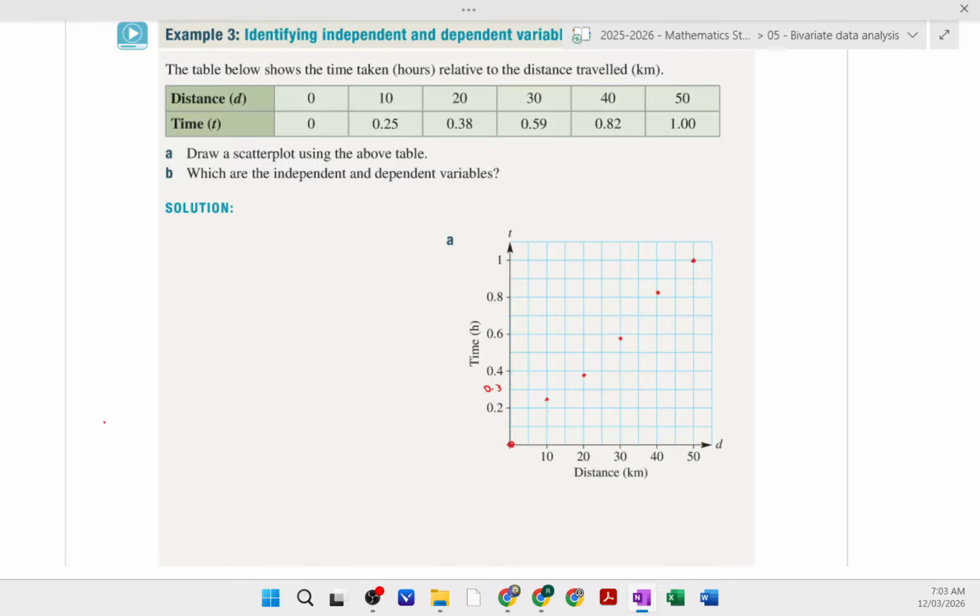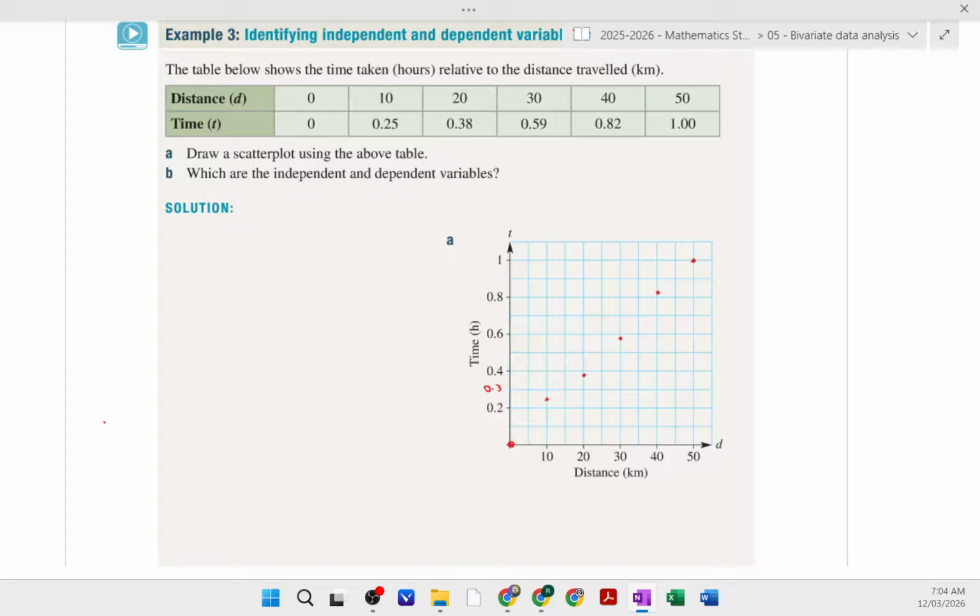So there you go. The table below shows the time. So what are we looking at? We're looking at distance travelled over time, or in this case, time is on our vertical axis. Now, I did mention in class, I would normally have time as a horizontal axis, but it doesn't necessarily have to be.